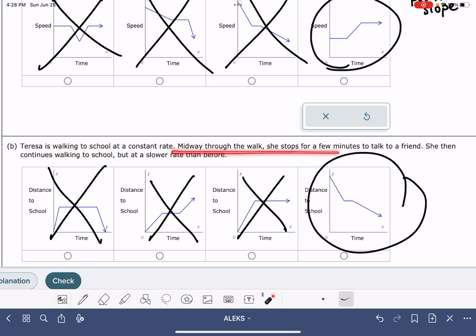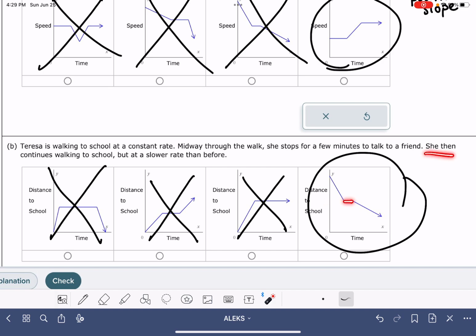But let's go ahead and read the rest of the problem and make sure that it lines up with what we picked. So it says she's walking to school at a constant rate, which means that her distance to school is going to be decreasing because she's getting closer and closer to school, and it's going to be decreasing at a constant rate because she's walking at a constant rate. So we're going to see a nice linear decrease. And then it says she stops for a few minutes to talk to a friend. So during that time when she's not walking, her distance to the school is not changing because she's not going anywhere. So the distance stays the same for a while.